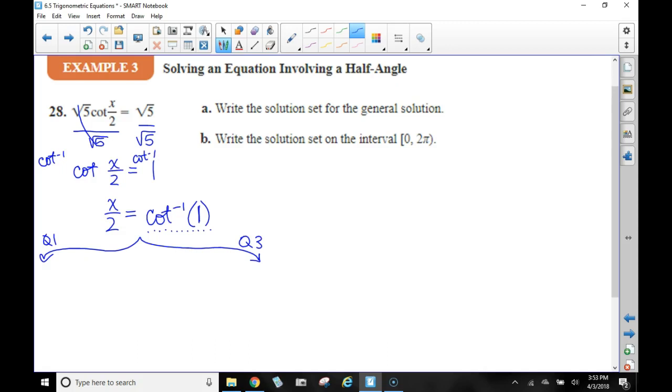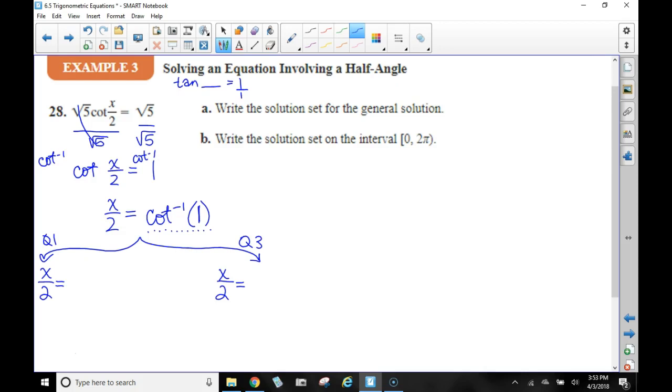Okay? Now, so I'm just going to bring down the left-hand side. x over 2 equals on both of these. And then on the right-hand side, I'm going to think about what are all the angles that have a cotangent value of 1. Well, these will be the same angles that have a tangent value of 1 over 1, which is 1, right? The reciprocal of 1 is 1. And so those angles are like 45 degrees, right? The tangent of 45 degrees equals 1.